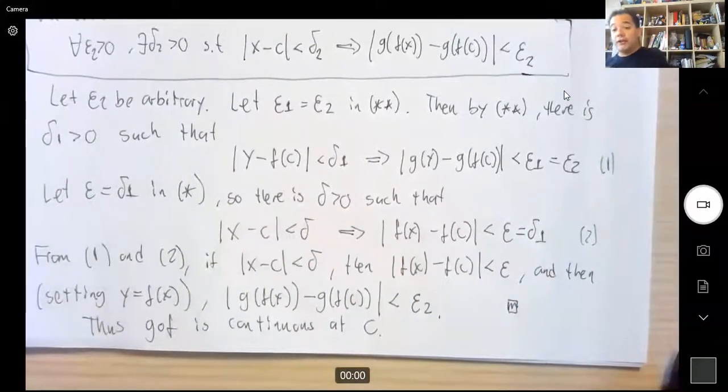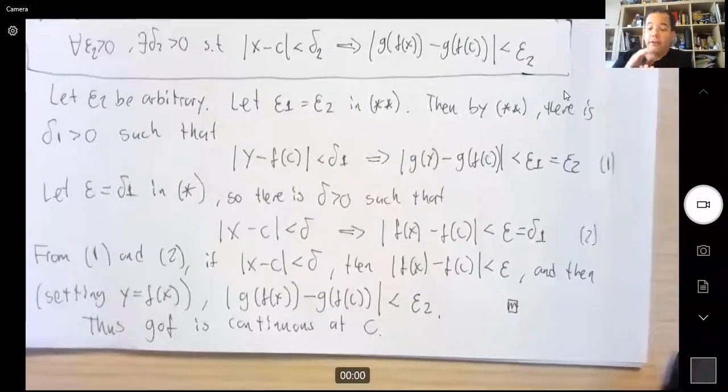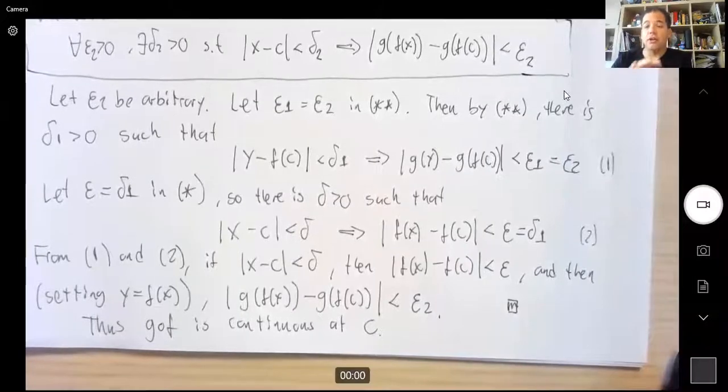So essentially, we use the delta from one of them as the epsilon for the previous one. And you can see that this can be iterated. So we can do the composition of several functions to create more and more continuous functions, all right? And this is the basic idea. So using this composition together with the addition and the multiplication, you now can get a huge number of functions that you can prove are continuous, right?